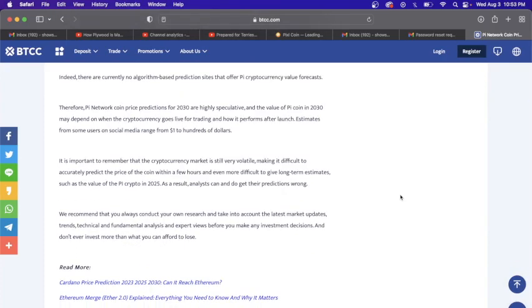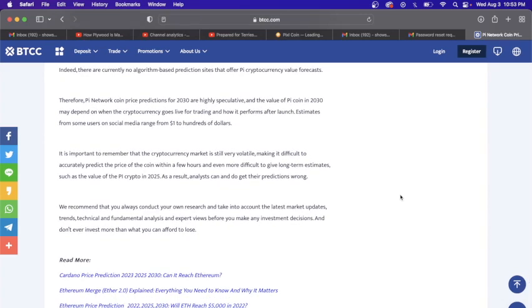So, Pi coin to a dollar in 8 years, 2030.